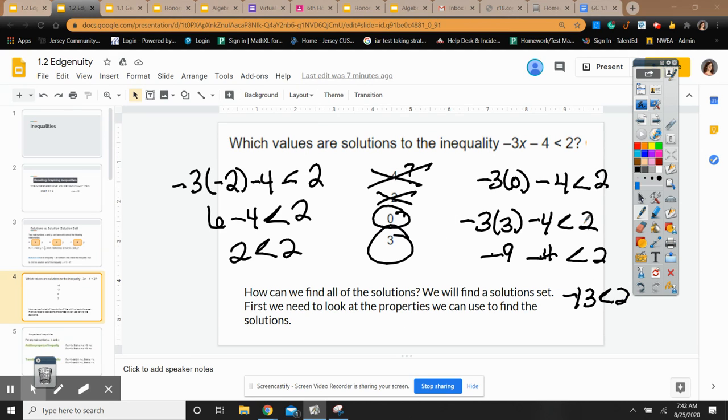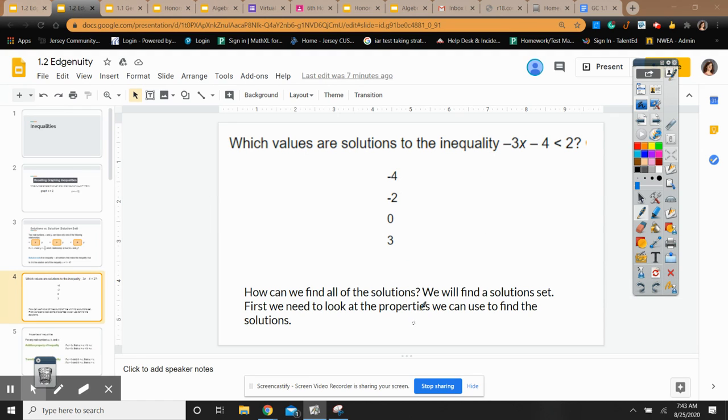Now this is kind of tedious to keep plugging in all these values. Is there a better way? Yeah, we could graph it. We could solve it to find a solution set, and then you could just check at these values. Now we're going to use these properties I'm going to show you on the next page. But basically, you treat it very much like an equation with probably one main exception.